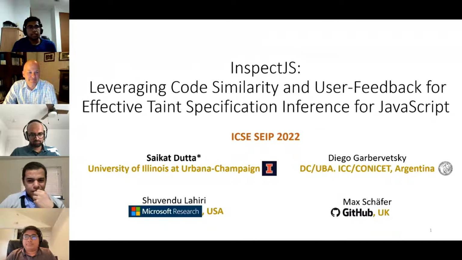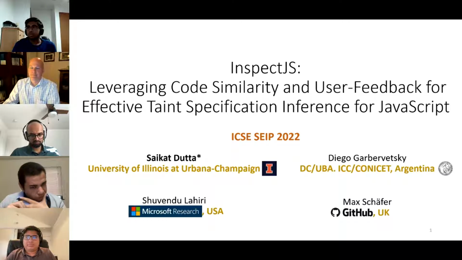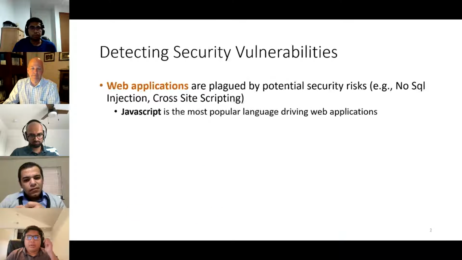Hi everyone, I am Saikat. I'm a PhD student at UIUC. So today I'll be presenting our paper, Inspect.js, which is an approach for leveraging code similarity and user feedback for effective taint specification inference for JavaScript. This is a joint work with Diego from UBA, Shuvendu from MSR, and Max from GitHub.